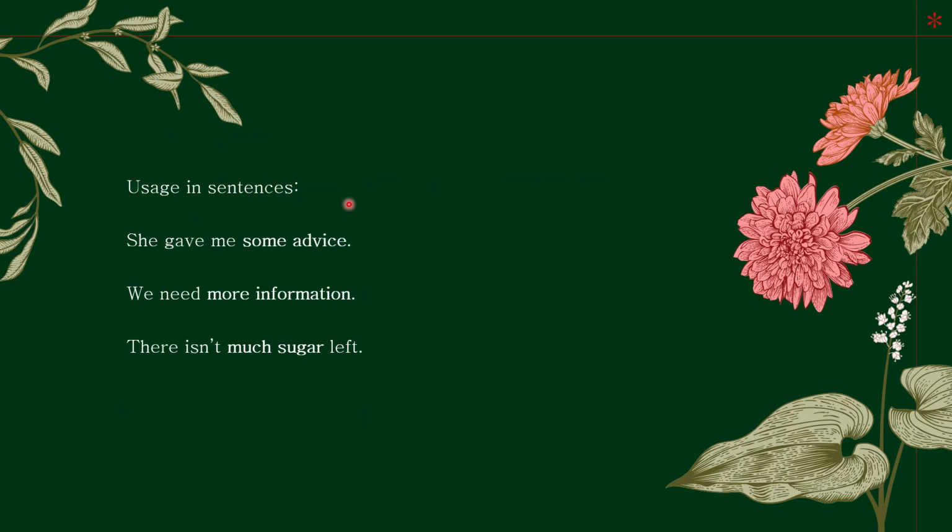The usage in sentences. She gave me some advice. So here you're using advice and you use some advice. We need more information. There isn't much sugar left.